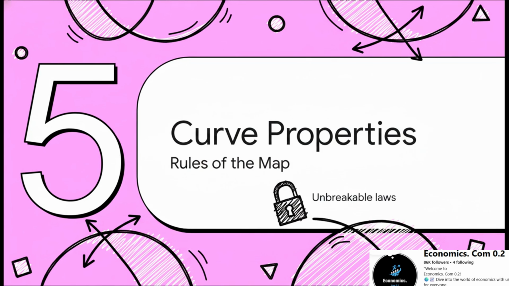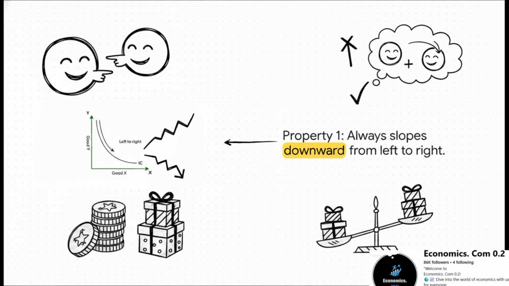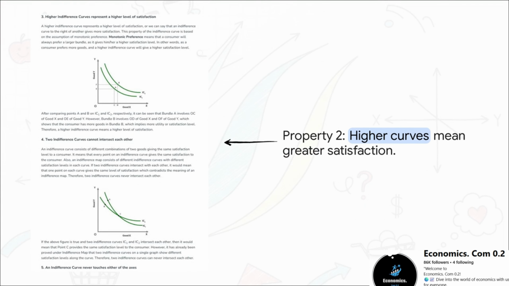Let's jump into our final section, curve properties. These are the unbreakable laws of the indifference map. Property number 1. The curve must always slope downward from left to right. Why? Well, because we assume the consumer wants both goods. If you want to get more of good X and stay at the exact same level of satisfaction, you logically have to give up some of good Y, right? If you didn't give anything up, your overall satisfaction would just go up, and boom, you wouldn't be on the same curve anymore.